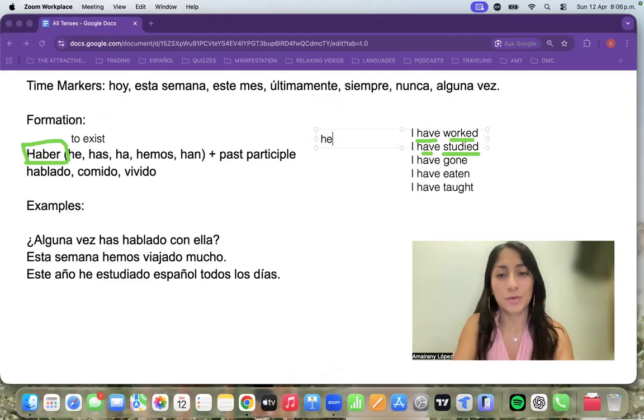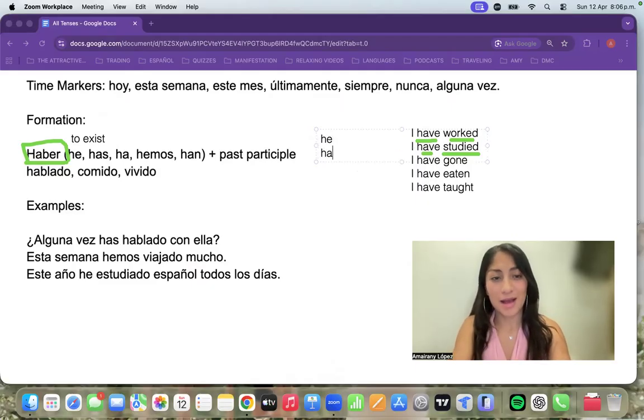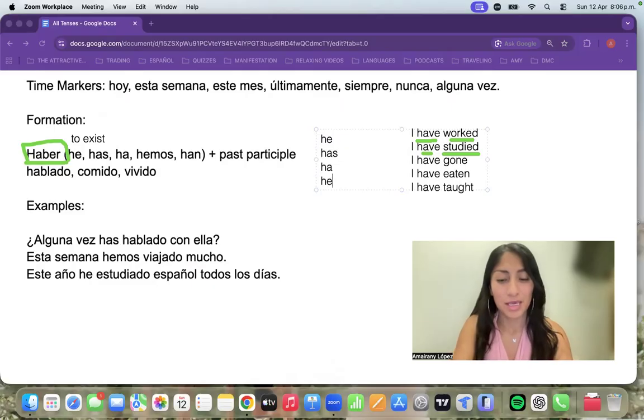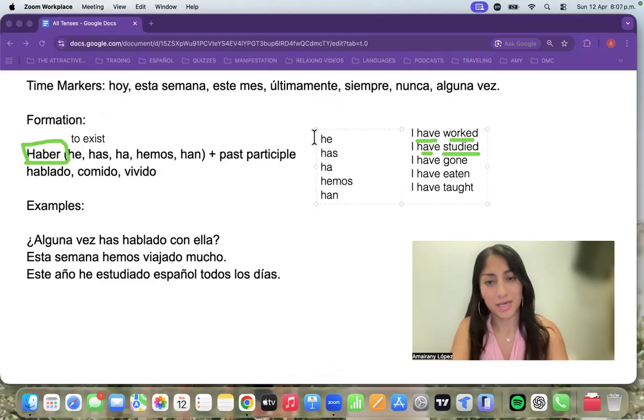So he would be have, but for I, right? Then has would be also have, but for you, would be actually has. Hemos would be have, and han would be have. Sorry, and would be have. Okay, so if I want to say I have done something, I would say you have done something. It would be has. She has done something. This would be kind of backwards, right? This would be ha, and hemos, we have done something, and han, they have done something, okay?